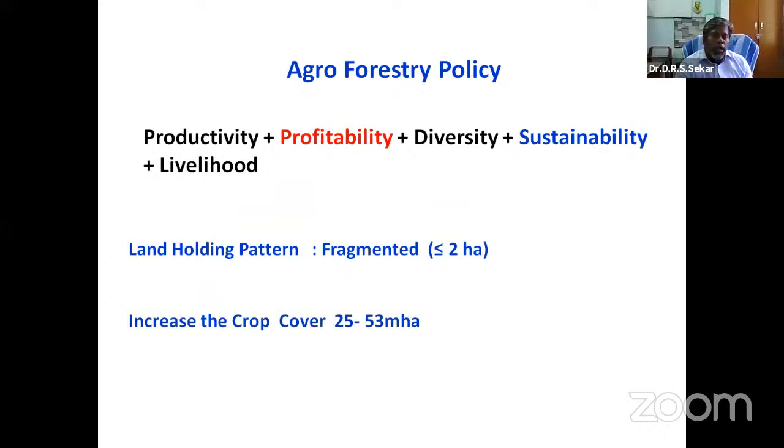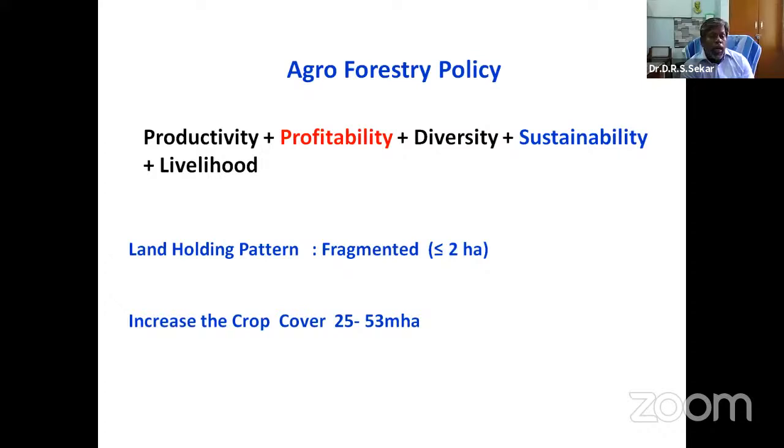We are giving a policy framework, and that is how the agroforestry policy came into existence. It essentially concentrates on productivity, profitability, diversity, and sustainability, and on the livelihood aspects. We know that the land holding pattern is quite fragmented, less than 2 hectares of land, in which we have to increase the productivity as well as the profitability for the farming community too.